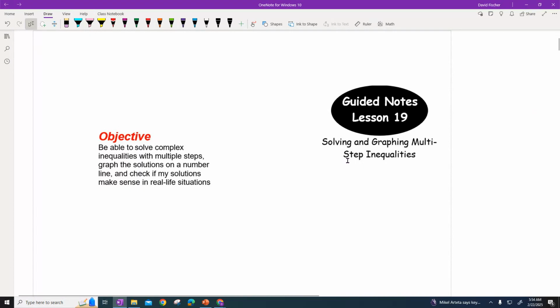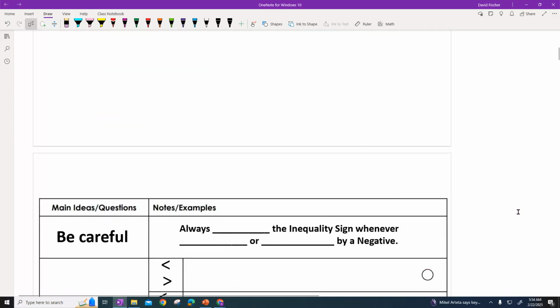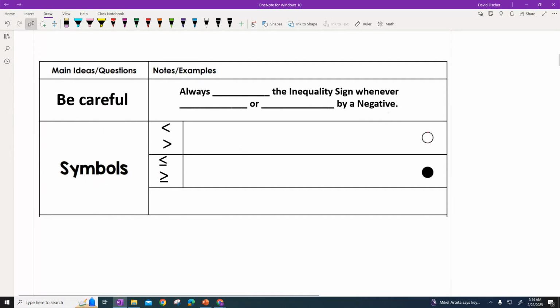Today we're going to do multi-step inequalities, but tomorrow we're going to have compound inequalities where we'll have 2 lines on a graph. So this is a really good one to go back and refresh. How do I do inequalities?